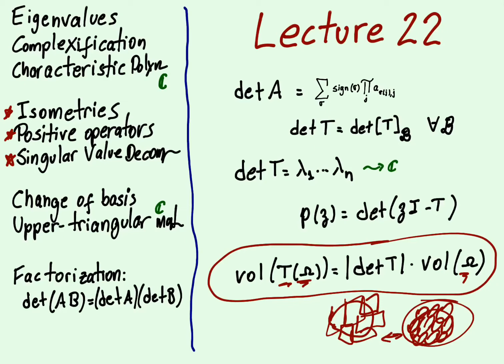And then for balls, it is easy to prove that isometries preserve volume. On the other hand, for rectangles, it is easier to prove that positive operators, or more precisely diagonal operators, stretch volume by a factor which is given exactly by the absolute value of its determinant. And that's how we got this beautiful formula here.